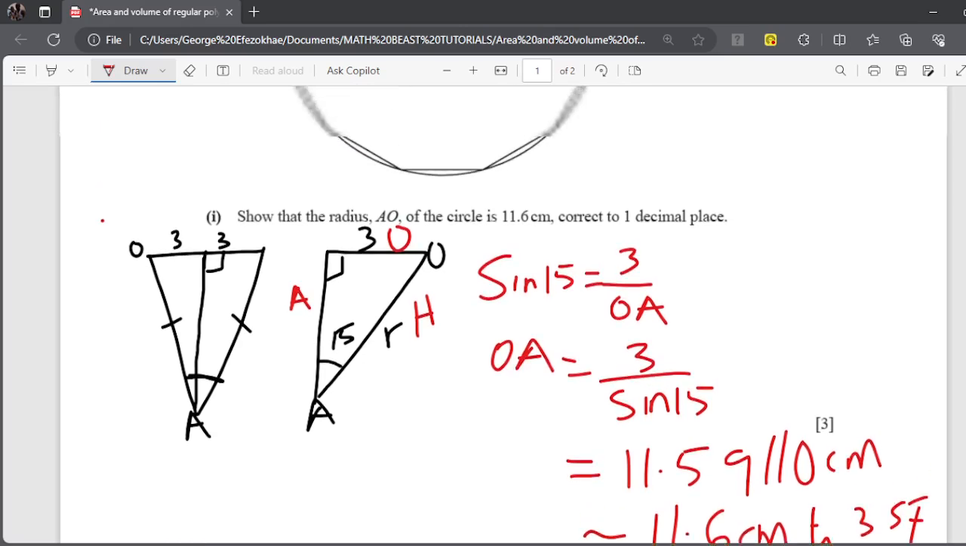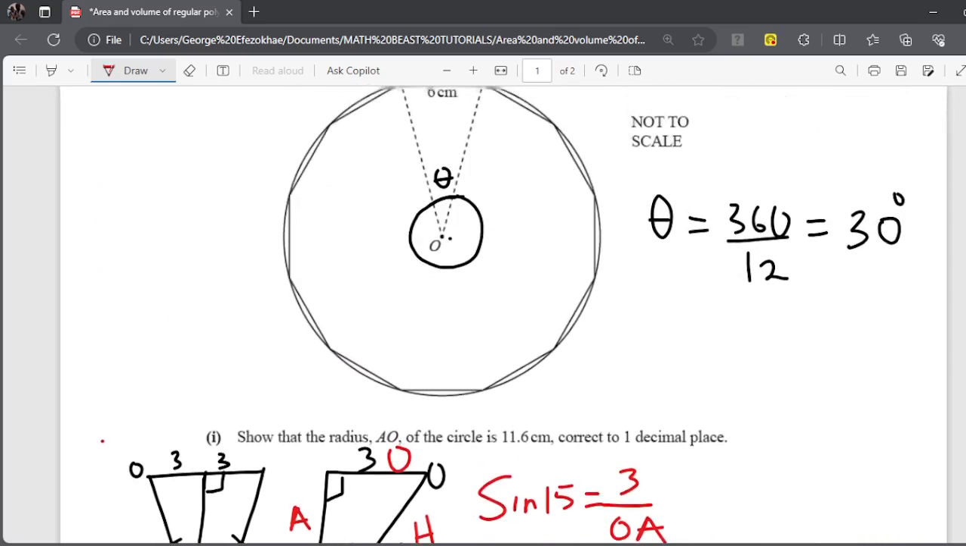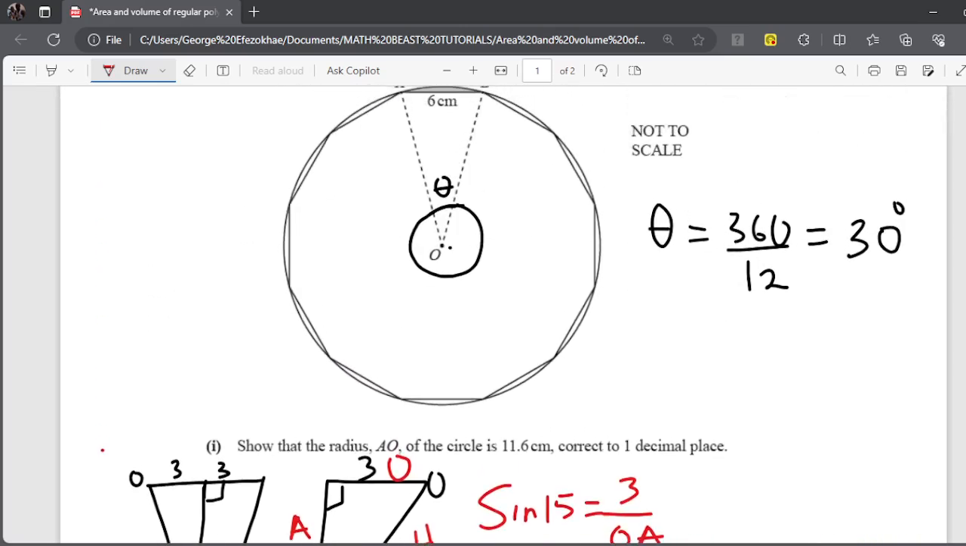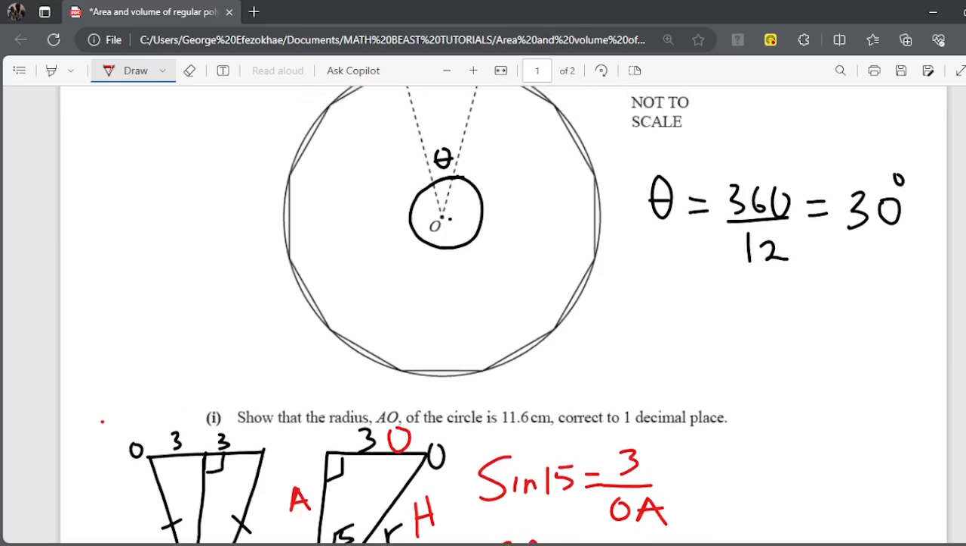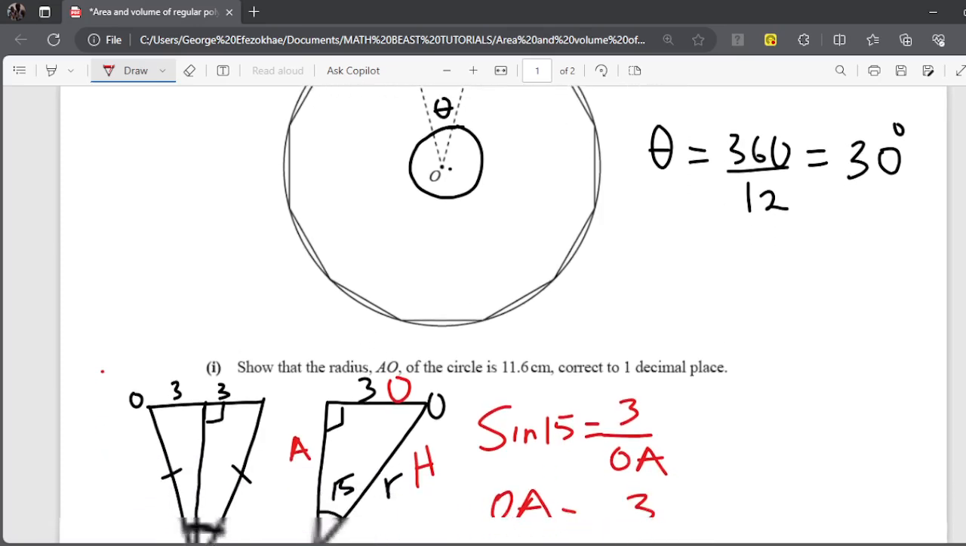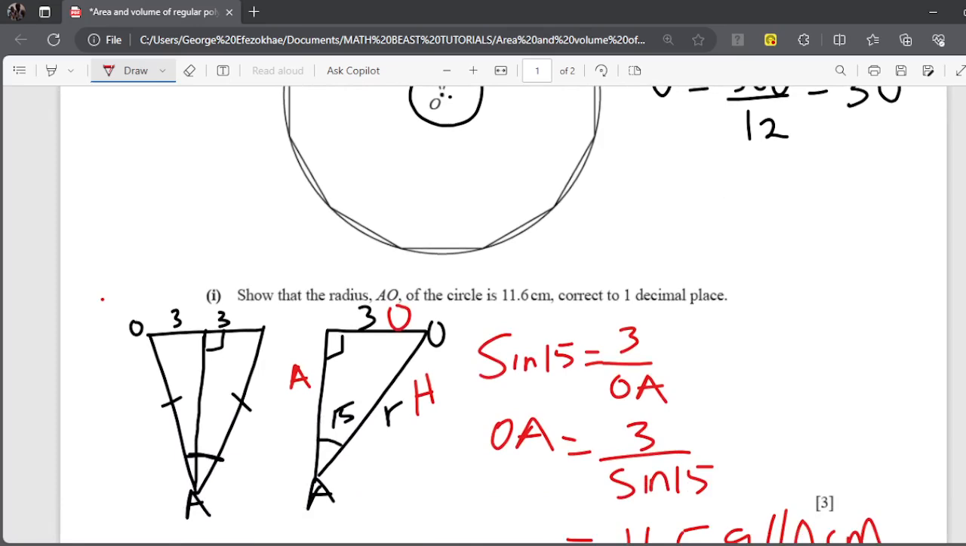So the idea here was basically looking for the angle of each of the triangles at the center, which means we have 12 identical triangles at the center. So we divided the sum of the angles at that point O, which is 360, by 12 to get 30 degrees each. So I decided to bring one of the triangles out and divide it into 2, so that I can find the radius using Pythagoras theorem or SOHCAHTOA.